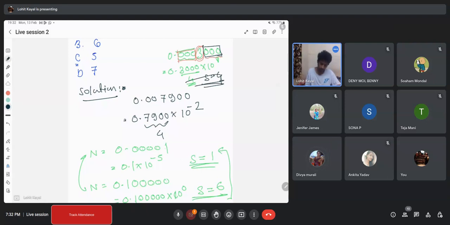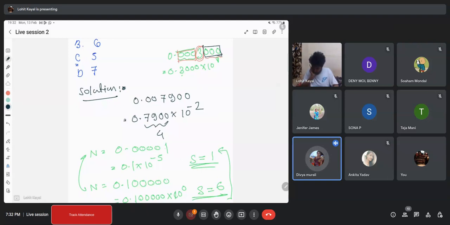So you mean to tell I can write this form as 0.3000 into 10 to the power 3. 10 to the power, it will be -4, I think. Minus 4, sorry, yes. Then there will be four significant digits. Yes, sir, so the answer is 4, sir. Yes, the answer is four for this question. Okay. Thank you, sir.